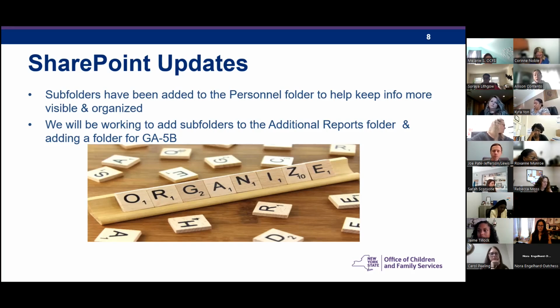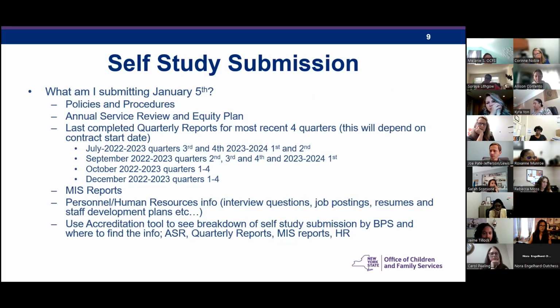If we divide it up into those standards in that personnel folder, look at the accreditation tool. In the back of each of the sections, there are the tables of documentation, which is what we pulled together in the accreditation tool. That will help you determine for the self-study what you need to put into the folders. For personnel, if you look at section 9, you'll be able to see the interview questions, your job posting, and so on.